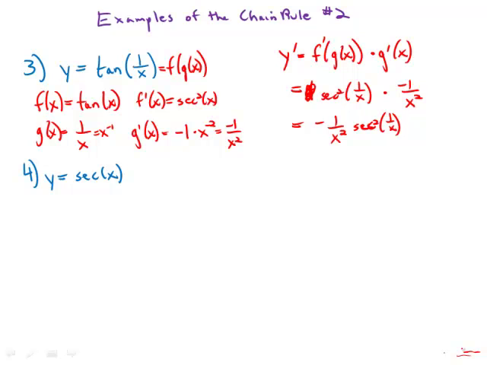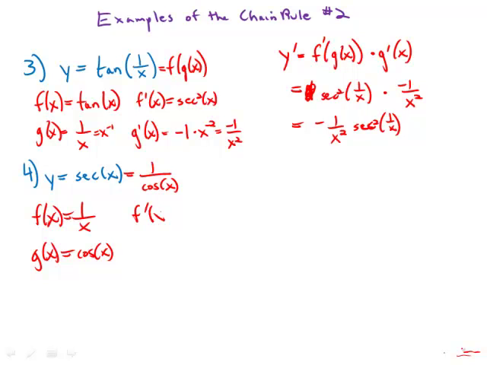So now, number 4, y equals secant x. Well, in what sense is this a composition? Well, keep in mind, we don't know how to take the derivative of secant, but we know that secant is 1 over cosine x. And when we write it in this form, it's clear that we do, in fact, have a composite function. The outside function, f of x, is 1 over x. The inside function is cosine x. And it's the composition of these two functions that makes the secant function.